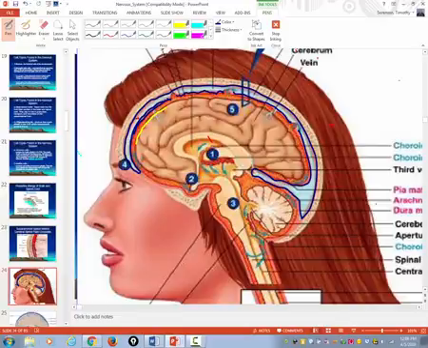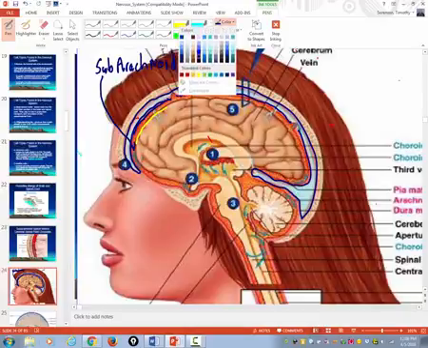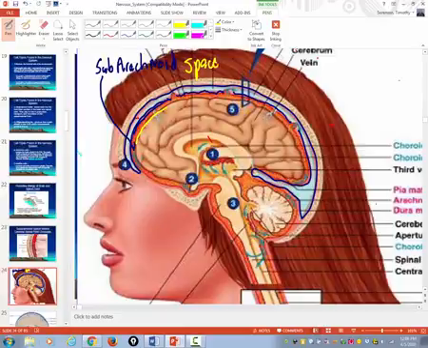Now, in this orange area, this area right here, this is called the subarachnoid space. Can you see that? And in the subarachnoid space is where cerebral spinal fluid circulates. And cerebral spinal fluid circulates around the brain and spinal cord.